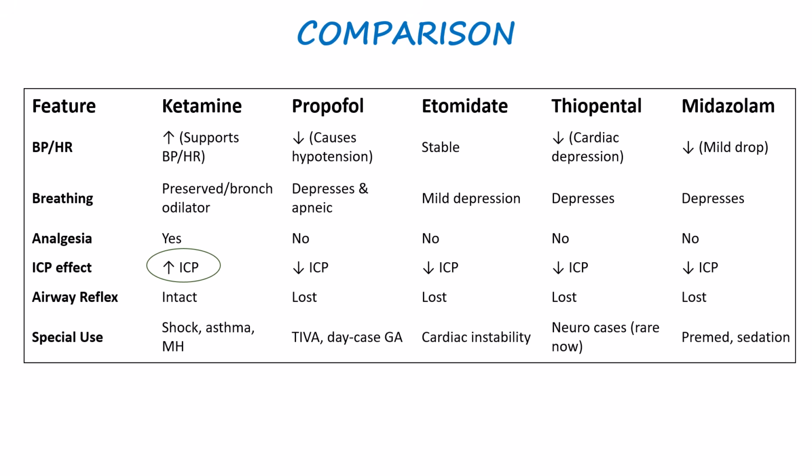It can also cause emergence reactions, like hallucinations, especially in adults, though this can be reduced by combining it with a benzodiazepine like midazolam. Overall, ketamine is a highly versatile induction agent. It is the drug of choice in shock, asthma, and trauma, and it is safe in patients at risk of malignant hyperthermia or porphyria.